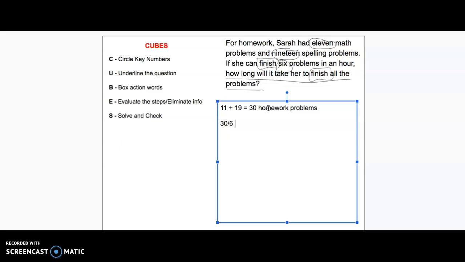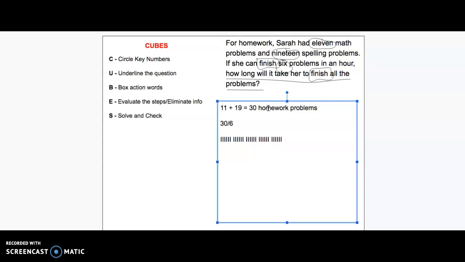in an hour. So what we are going to do is make groups of 6 that add up to 30. So we're going to go 1, 2, 3, 4, 5, 6, 7, 8, 9, 10, 11, 12, 13, 14, 15, 16, 17, 18, 19, 20, 21, 22, 23, 24, 25, 26, 27, 28, 29, 30.